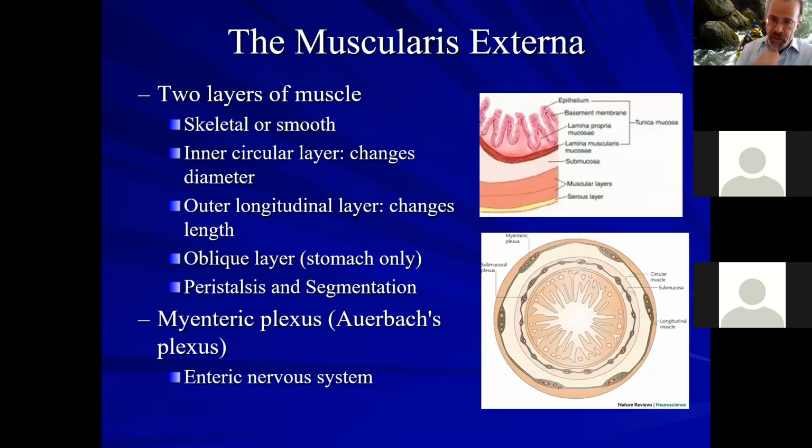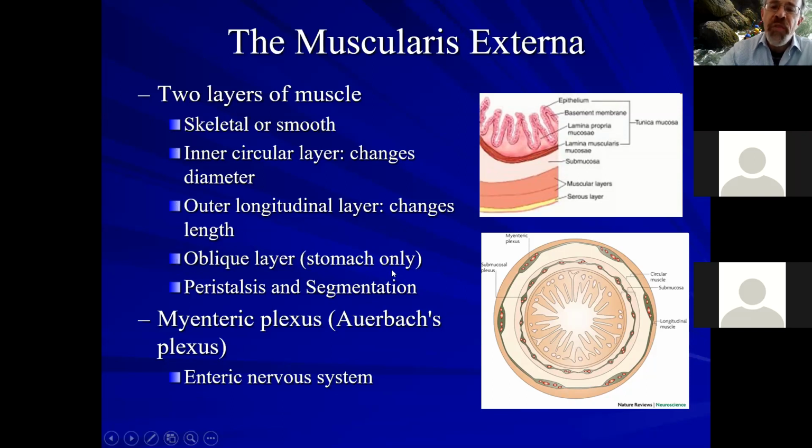All right. Moving to the muscularis externa. One of the interesting things is that, like I mentioned before, there are typically two layers, an inner circular and an outer longitudinal layer. The circular kind of adjusts the diameter. The outer longitudinal kind of changes the length. You think of a slinky toy, kind of helps to push food along.